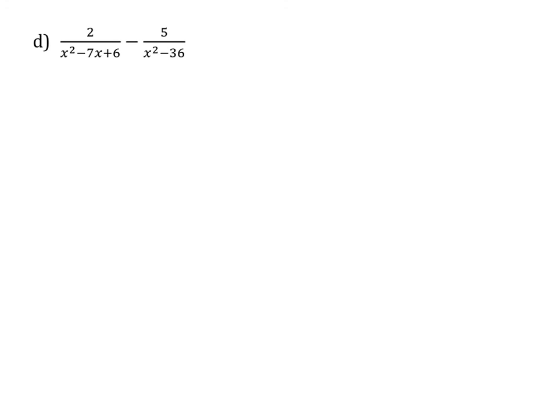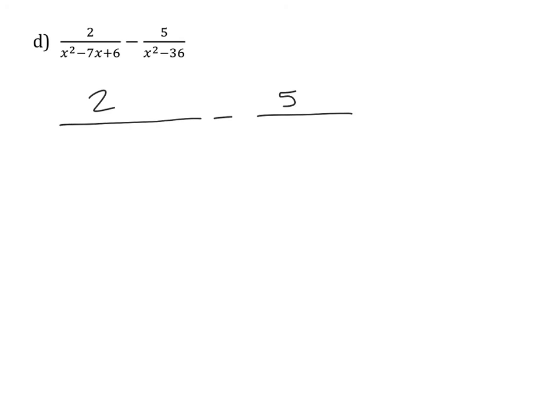Okay, now moving on to our last example. As always, I'll rewrite it. So we have 2 over x squared minus 7x plus 6, minus 5 over x squared minus 36. So once I see these polynomials, a lot of times when I'm looking at things like this, I'm automatically driven to factor it, right? Because I already know when I'm working in this topic especially, I'm always factoring things. So whenever I see a polynomial, I'm going to try to factor it.